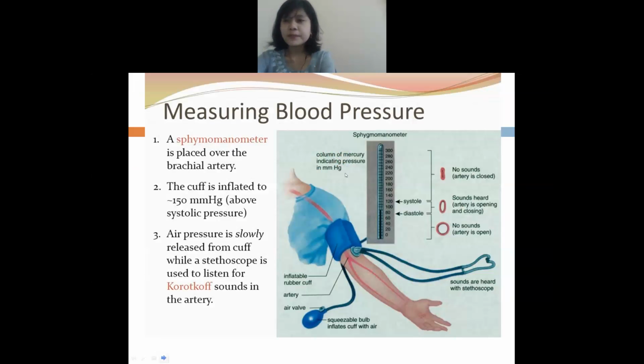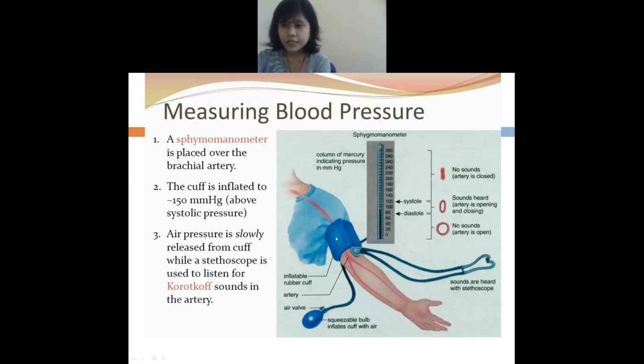So the best one is known as, what to say, the best machine used for measuring blood pressure is the sphygmomanometer. So this is the sphygmomanometer. Can you see it? Yes, everyone, can you see it? Okay, I'll show you here. So this is the sphygmomanometer.